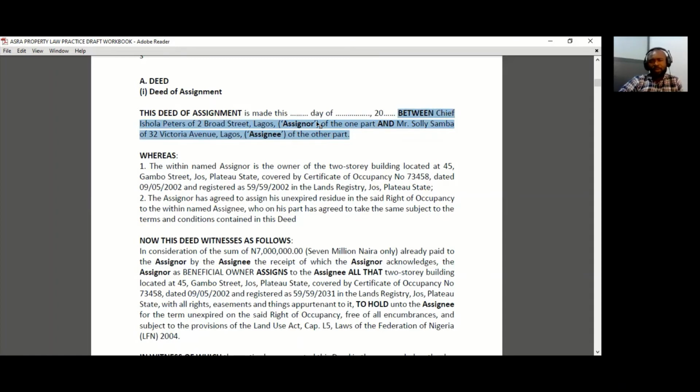Now, how about where you have a company as one of the parties in the transaction? How do we insert the name of the company? Now, if you have a company as a party, it would say something like XYZ PLC. So let's say between Mr. Ishola Peters and XYZ PLC, a company duly registered under the Companies and Allied Matters Act 2020 with RC number ... and registered address at so and so place. All right, so if you have a company as a party in the transaction, that's how the name of the company will be inserted. And then finally, we come to the recital.